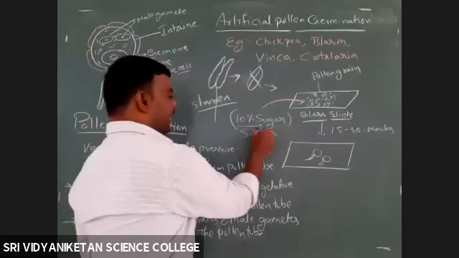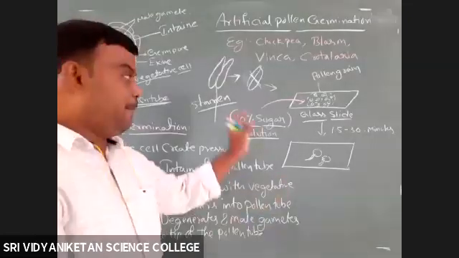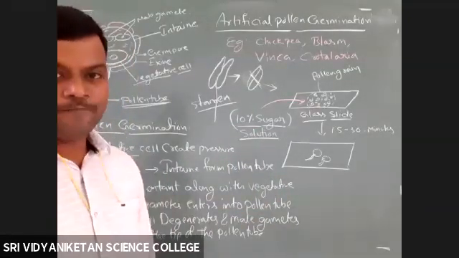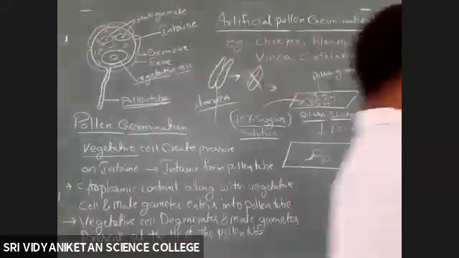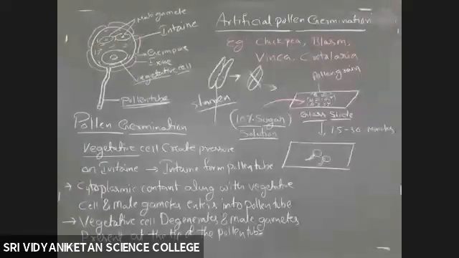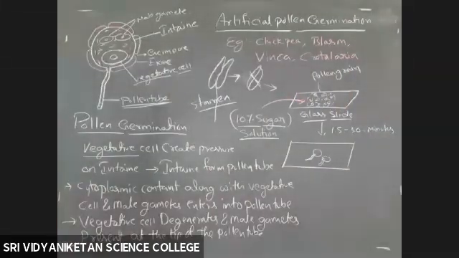By providing a 10% sugar or sucrose solution to these pollen grains, in the presence of sugar, the pollen grains will germinate after 15 to 30 minutes by the formation of a pollen tube. It is the process called pollen germination, and it can easily be observed in the laboratory by conducting this experiment.